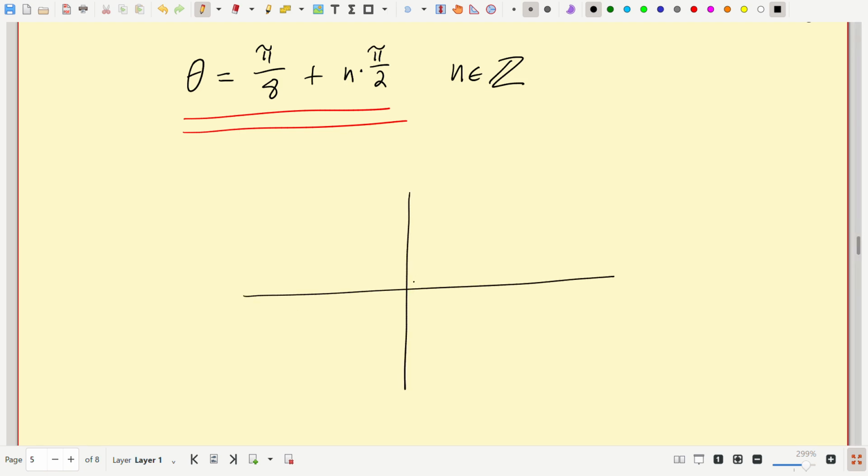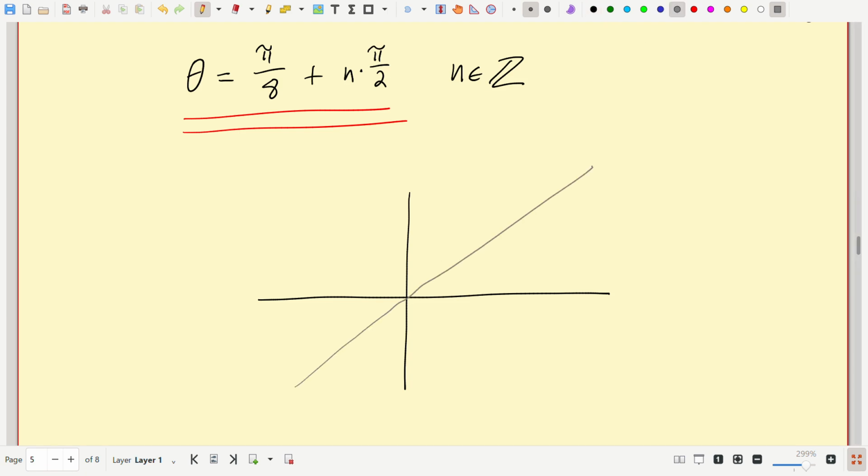There's the axes. I'm going to erase this in a second. 45 degrees I can draw. Half of that, okay, so this is going to be, it's pretty crummy. I'm going to try to bisect that angle. There's pi over 8. Okay, now I can erase that 45 degree line.